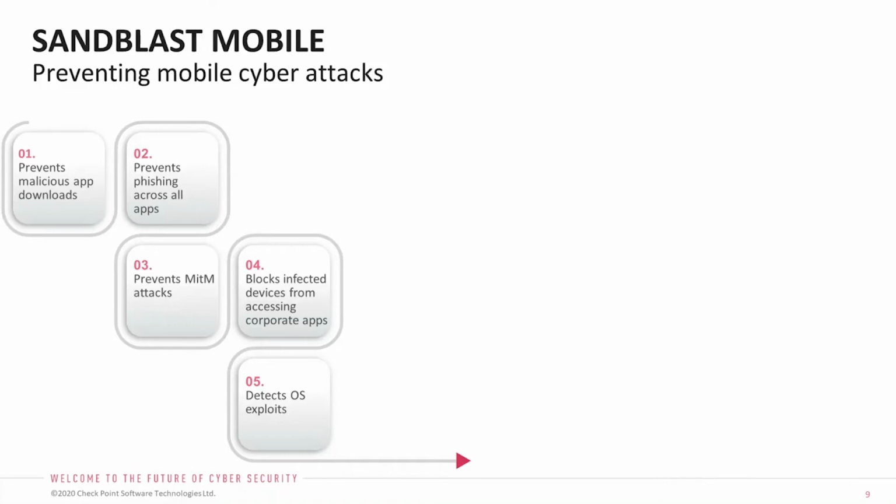The next is being able to prevent man-in-the-middle attacks. So if you are logging onto those rogue Wi-Fis and you don't realize, being able to pick that up straight away, even if it's things like SSL bumping, or they're just intercepting your SSL traffic, being able to pick that up is really handy. The fourth one is blocks infected devices from accessing corporate apps.